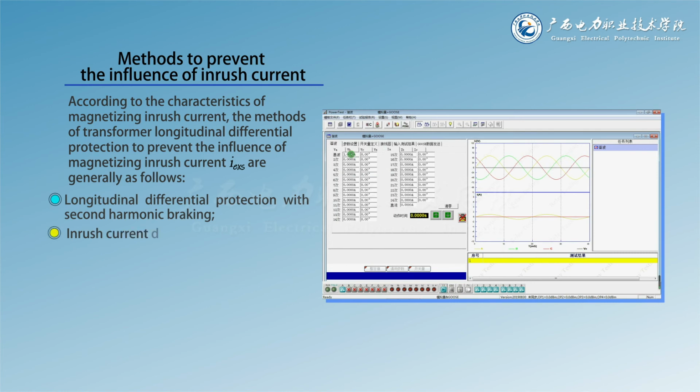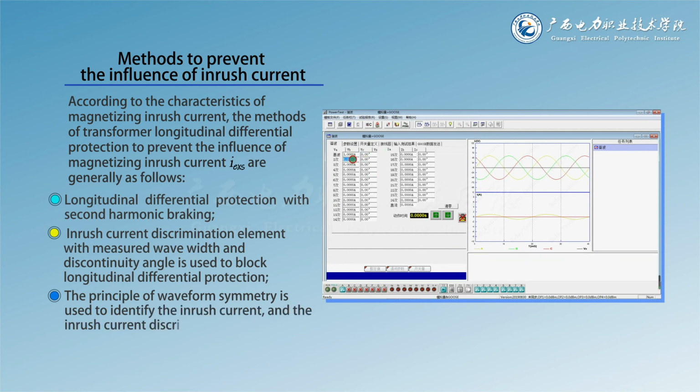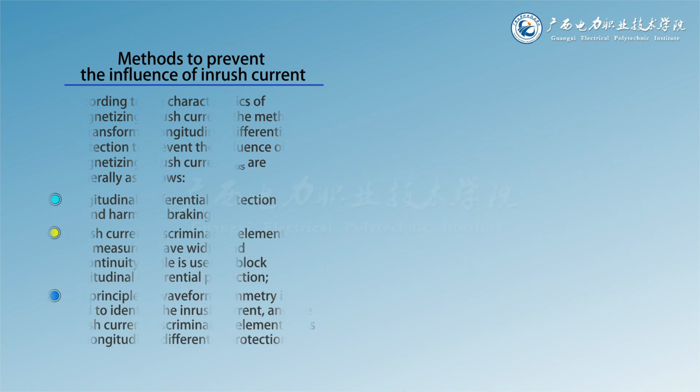Inrush current discrimination element with measured wave width and discontinuity angle is used to block longitudinal differential protection. The principle of waveform symmetry is used to identify the inrush current, and the inrush current discrimination element blocks the longitudinal differential protection.